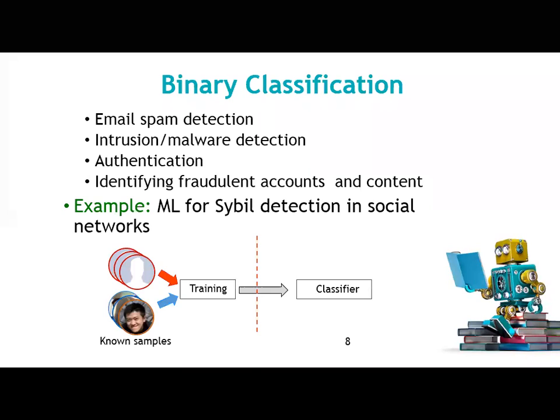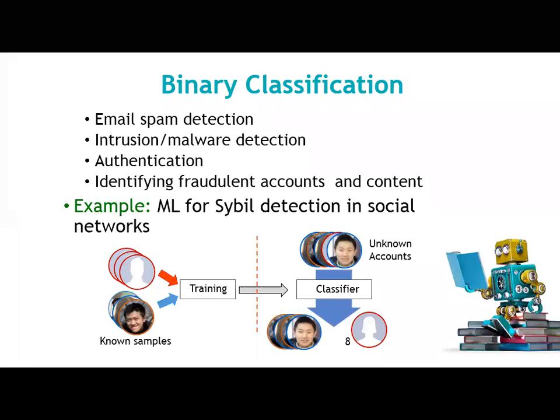Here we have training data. We apply this training data to the classifier, and then the classifier goes to the unknown account and the known account. This is the overall concept of binary classification.